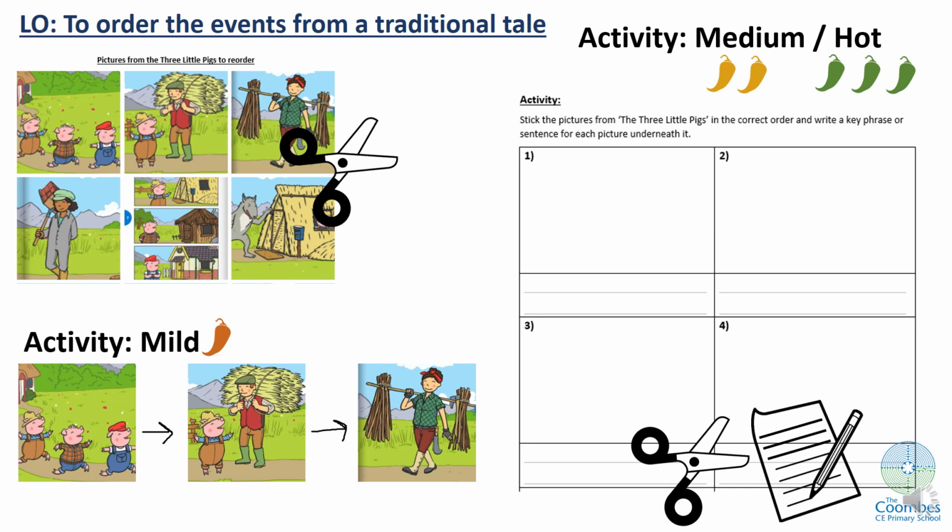If you would like to do the other activity, so this is the medium/hot activity, you will need the storyboard as well. So we've got 1, 2, 3, 4, and you're going to be putting them in order on this template. So just like before, you find the first picture. Again, cut them all out first because on the sheet they are in order. Find the first picture, stick it down, and then if you want to try the hot challenge, you write a sentence or a couple of words to go with it as well. So a sentence or a phrase to go with it.